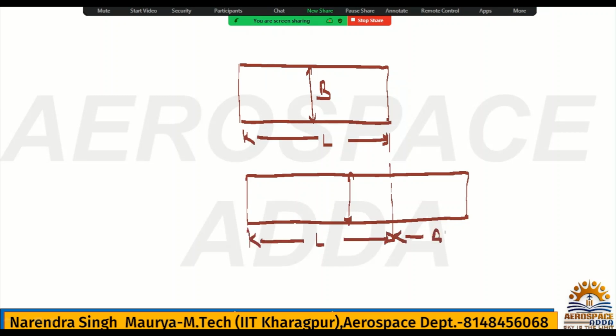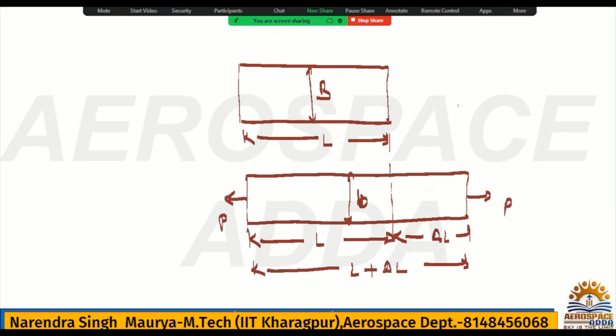So length, it is L, but this becomes delta L. What is the overall length now? It becomes L plus delta L. But what about width? It was capital B, now it becomes small b. That simply you can understand in this way. So the overall idea is, if length is increasing, the width will be decreasing at the same time, and this happens because of the tensile load.